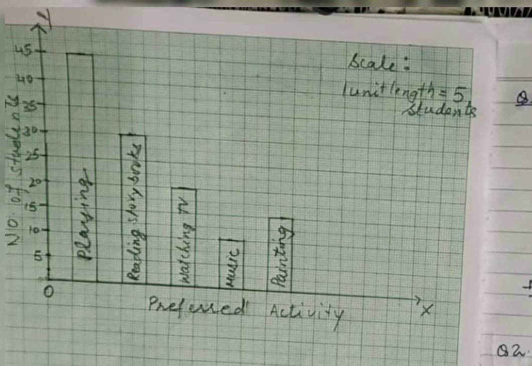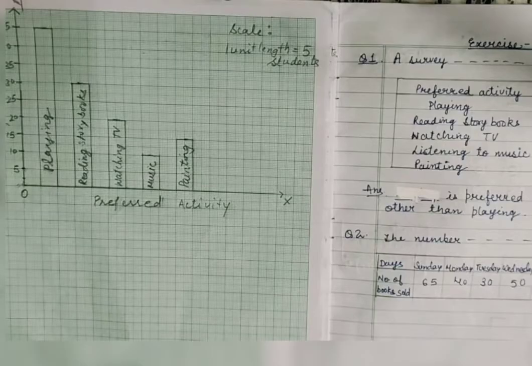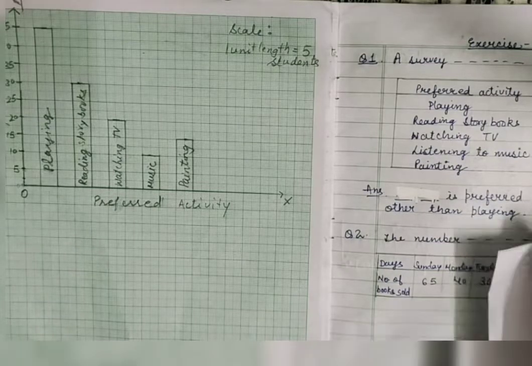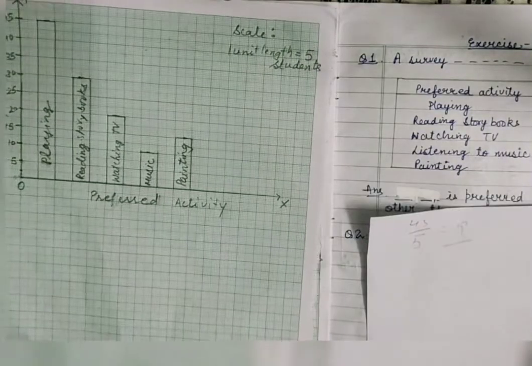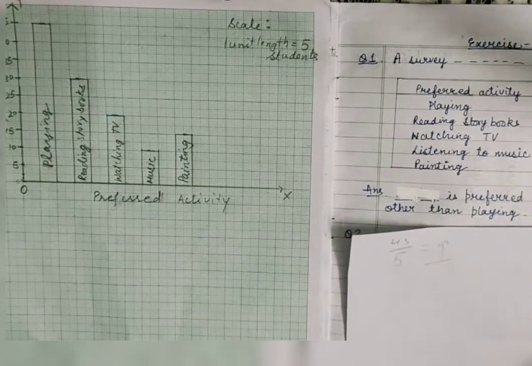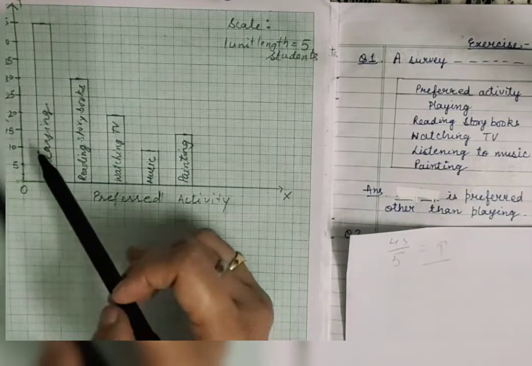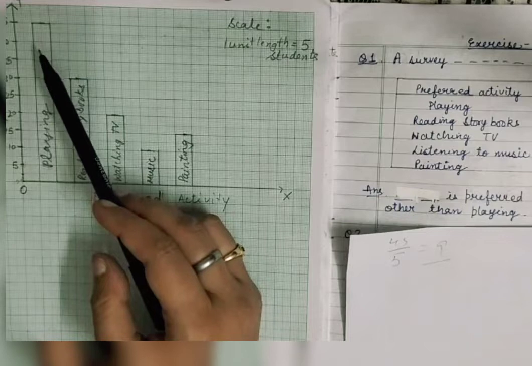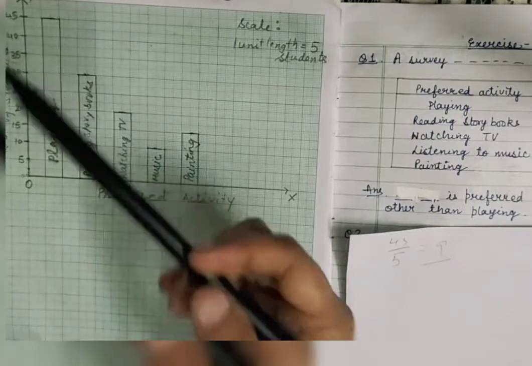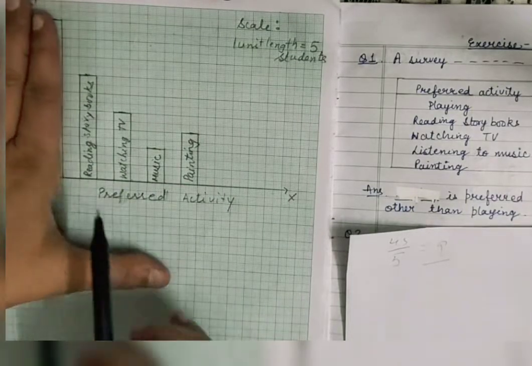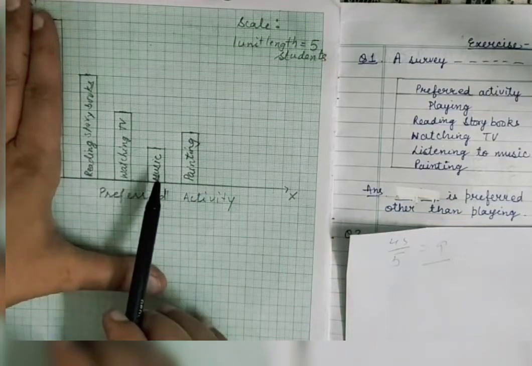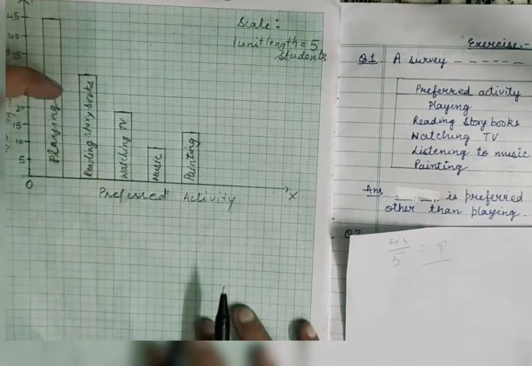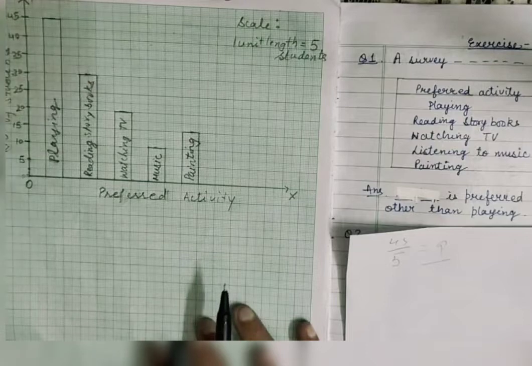So now it is time to answer the question which is given in the book, and the question is, which activity is preferred by most of the students other than playing? Means other than playing, which activity is preferred by most of the students? You can see clearly that playing is preferred by most of the students, but other than playing, leave it and just look at the other 4 bars. Which one is the longest one? So this is reading storybooks.